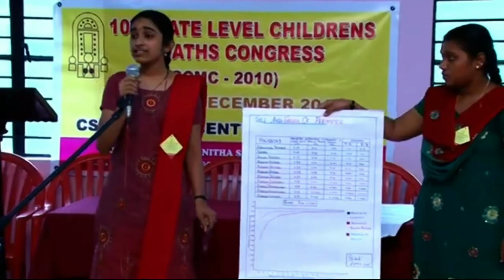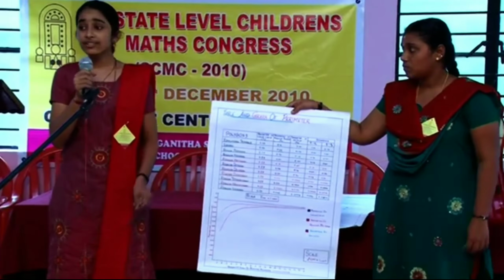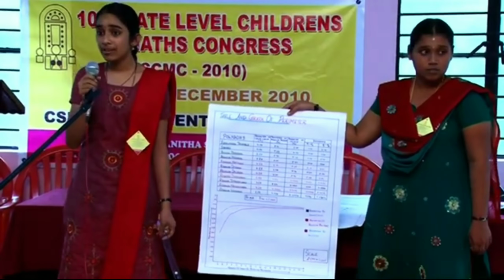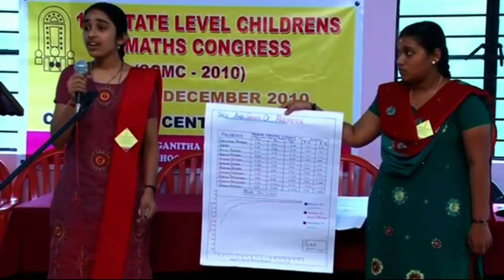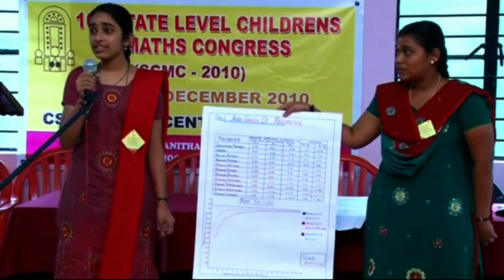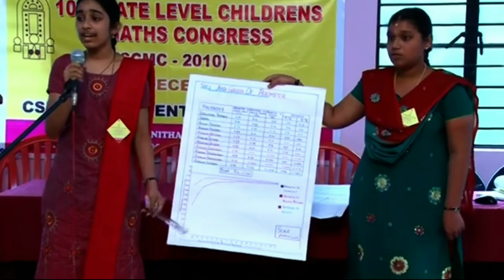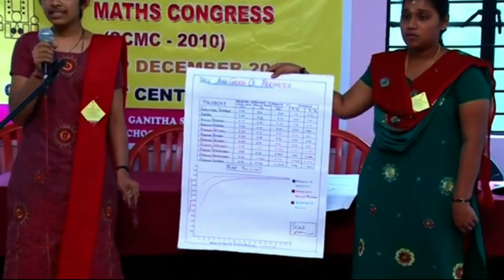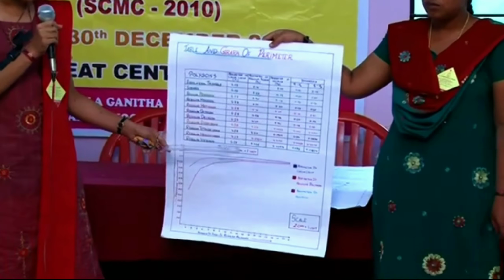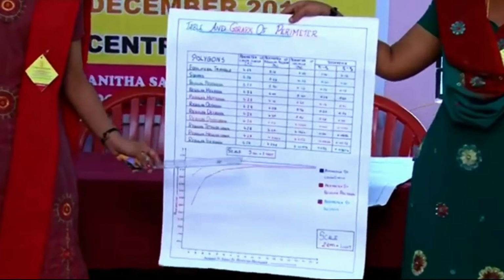We calculated the perimeter of the regular polygon using the formula ns, where n is the number of sides and s is one side. We calculated the perimeter of the circumcircle and incircle using the formula 2 pi r, where r is the radius. We converted these perimeters using the 5 cm equals 1 unit scale. Using this, we made a table.